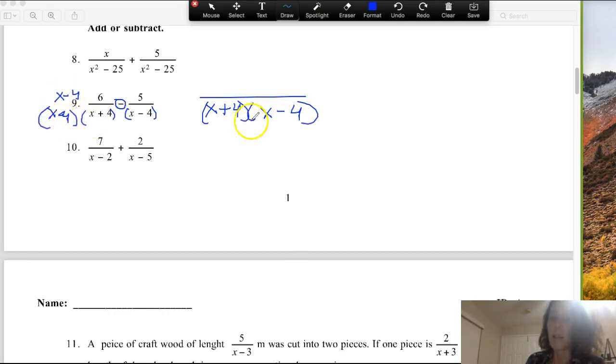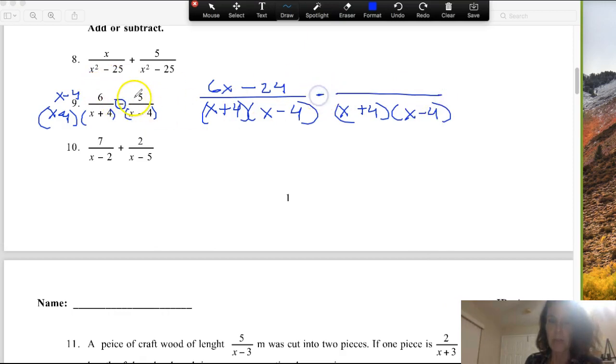When I do that, I have this denominator, and on the top, I'm going to have 6 times x minus 4. Distribute that, that will be 6x, and then 6 times negative 4 will be negative 24. So that's this fraction. Now this fraction also has the denominator of x plus 4 times x minus 4, and you could have written it all as one fraction if you wanted. This is a minus. I want you to be aware of that minus. Now to get this to have this denominator, I need to multiply top and bottom by x plus 4.